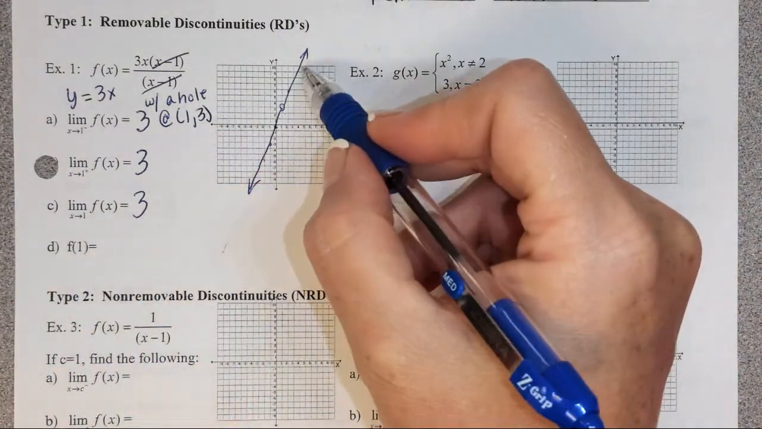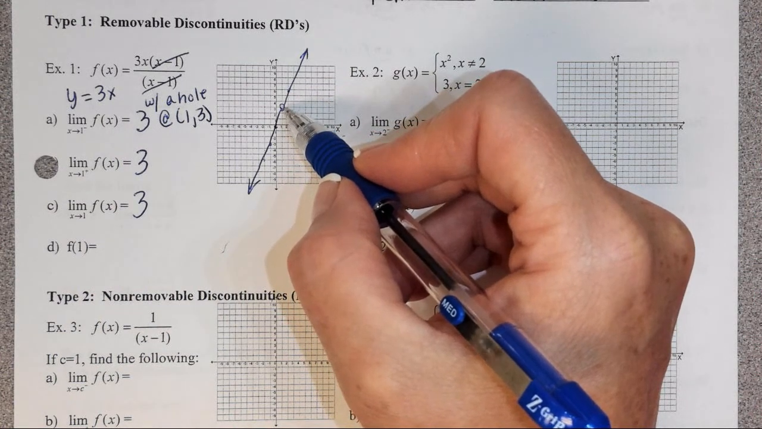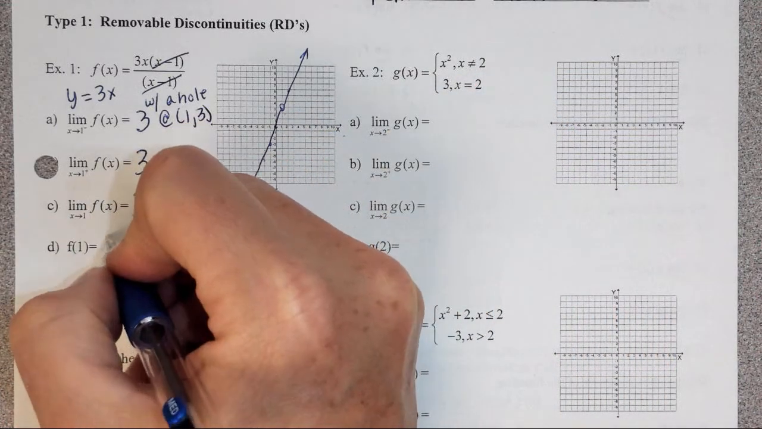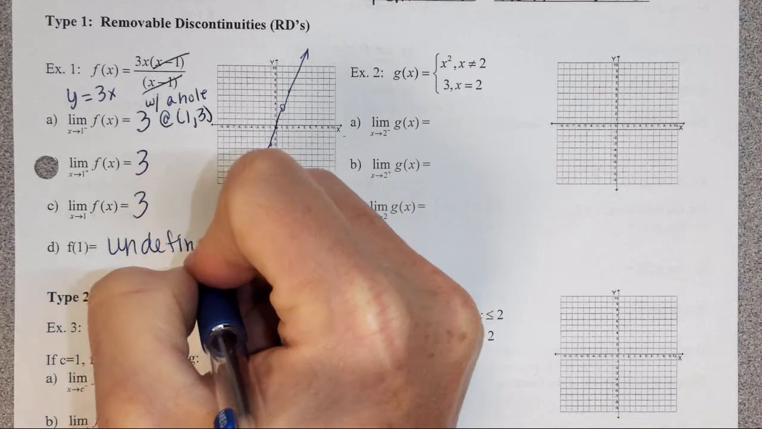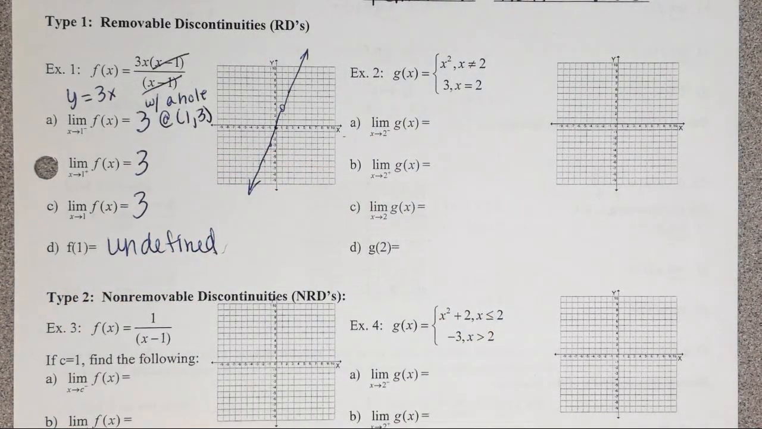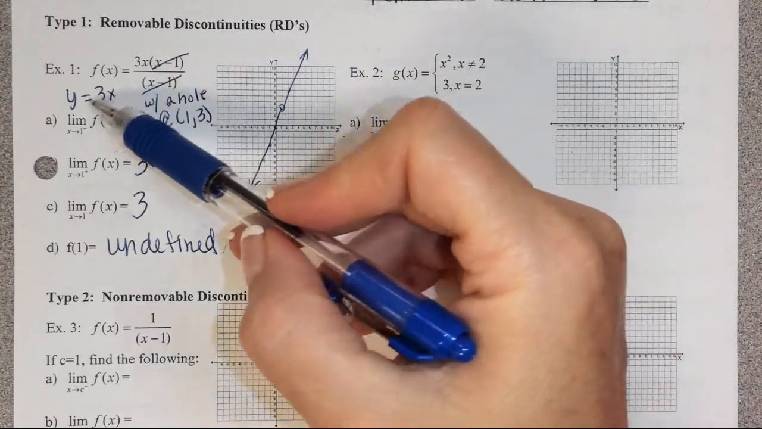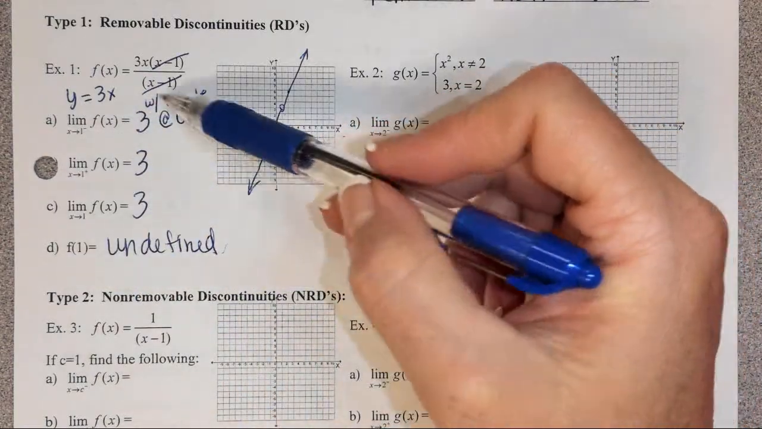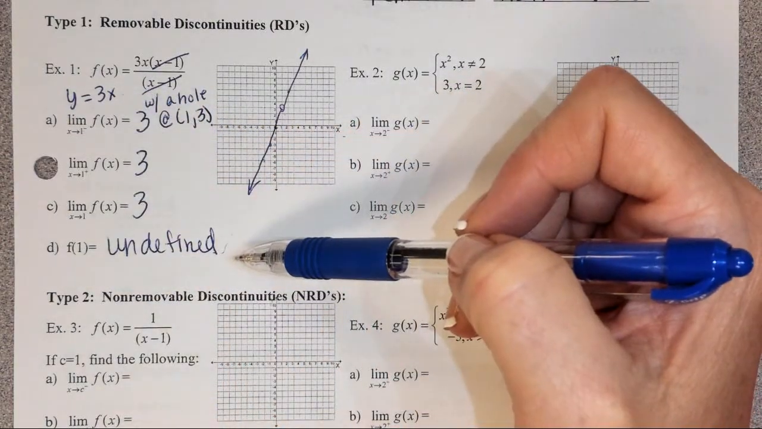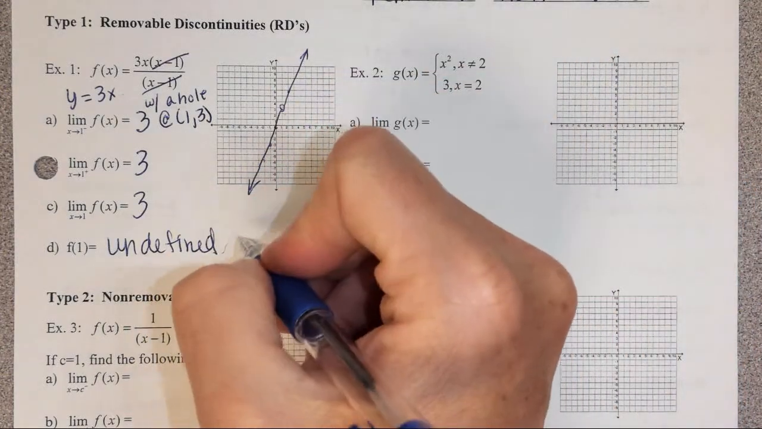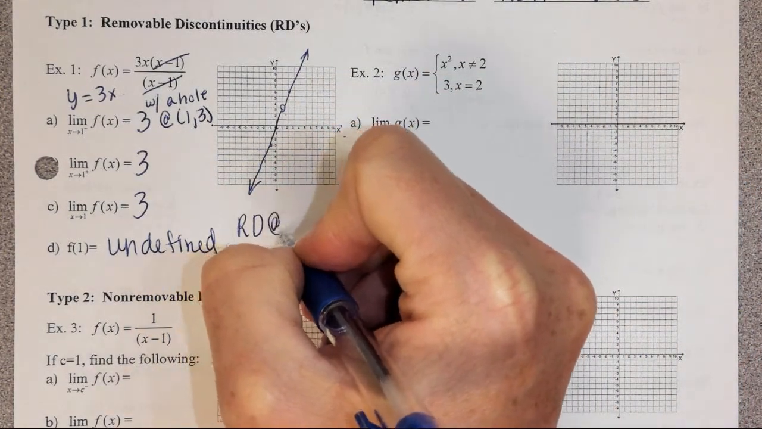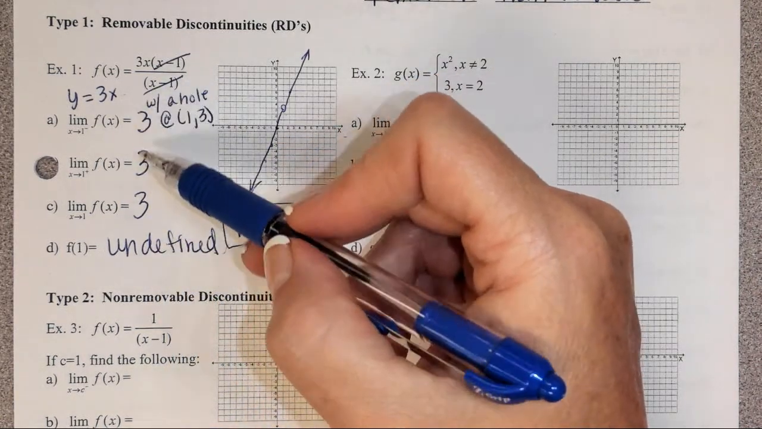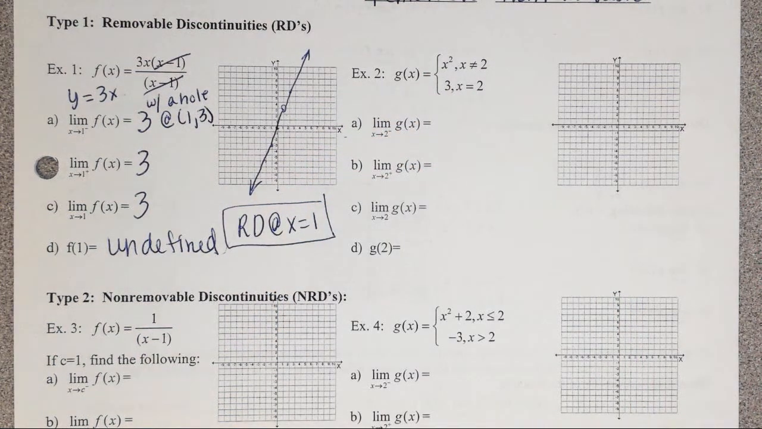But f of 1 means what's the y value right there? When x is 1, we don't have a y value. So we have to say right here, f of 1, this is undefined. Our goal with all of this is that I should be able to give you all of this limit information, and based on just knowing that, you should have some idea what the graph looks like. You should know by looking at this that we have a removable discontinuity at x equals 1, just by looking at all of that information there. Questions on that?